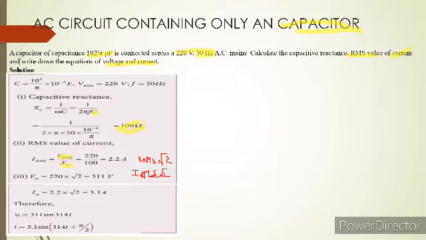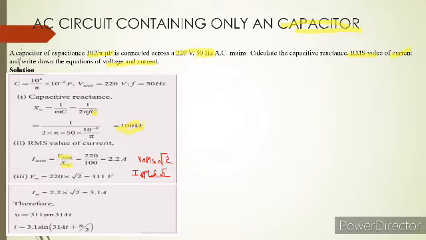So this is the equation for finding out the RMS value of current and voltage, and the maximum voltage and maximum current. By substituting those values, we'll get 311 volts and 3.1 amps.